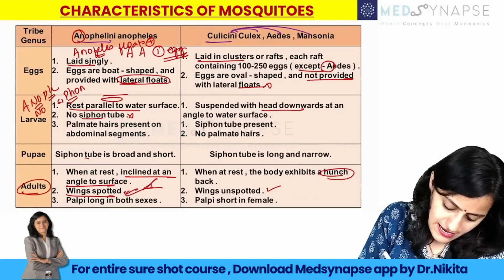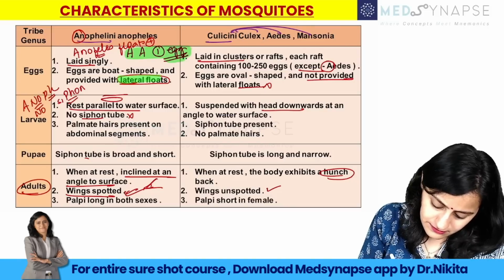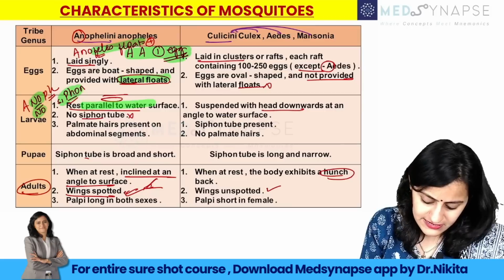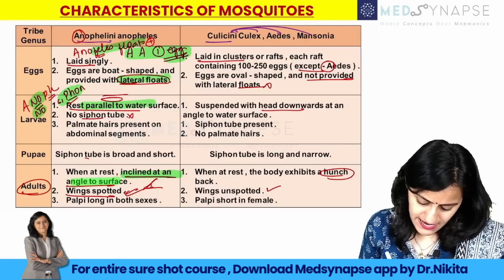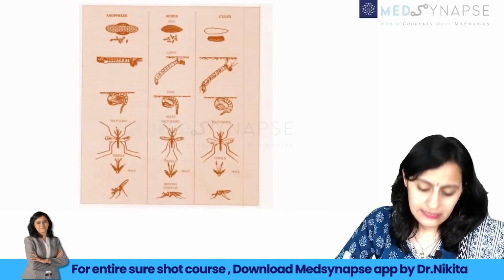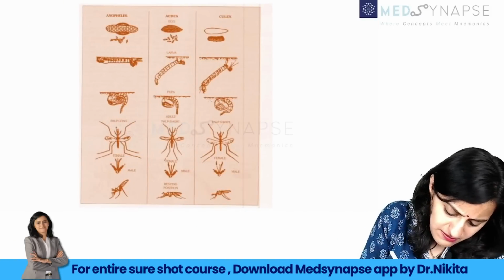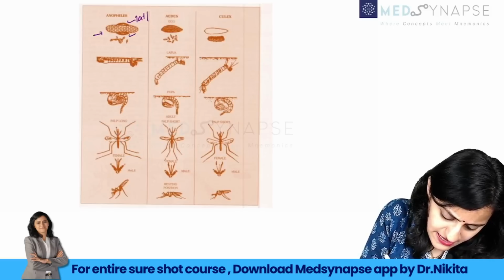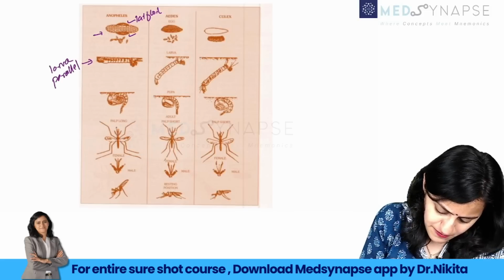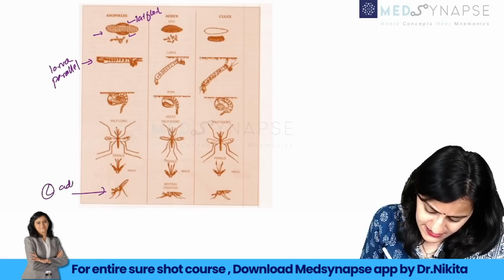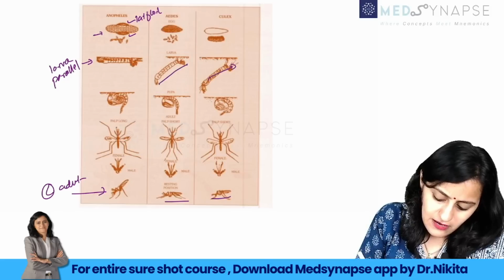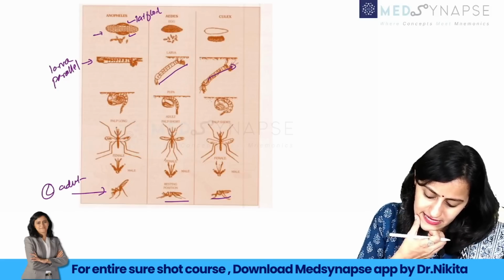So remember that AA is single egg. Lateral floats in Anopheles, no siphon tube in Anopheles. When a child it is straight, when grown it is inclined at an angle, and the wings are spotted in Anopheles. So look at this one. The images here, the egg with the lateral floats, that is Anopheles. The larva is parallel, straight is parallel. Sitting at an angle when it's an adult is Anopheles. The rest are not sitting at an angle. Here it is the opposite. Single eggs are in Aedes and Anopheles.